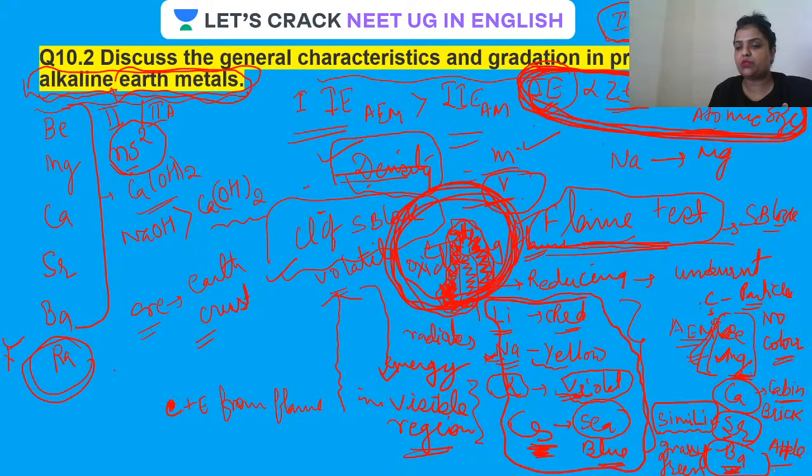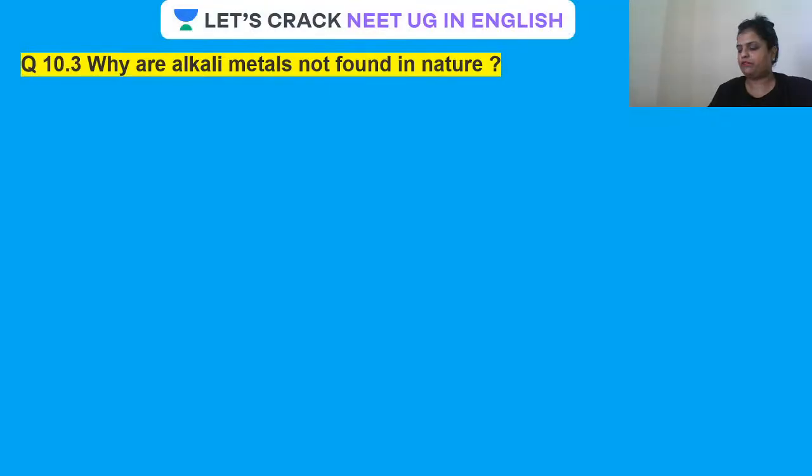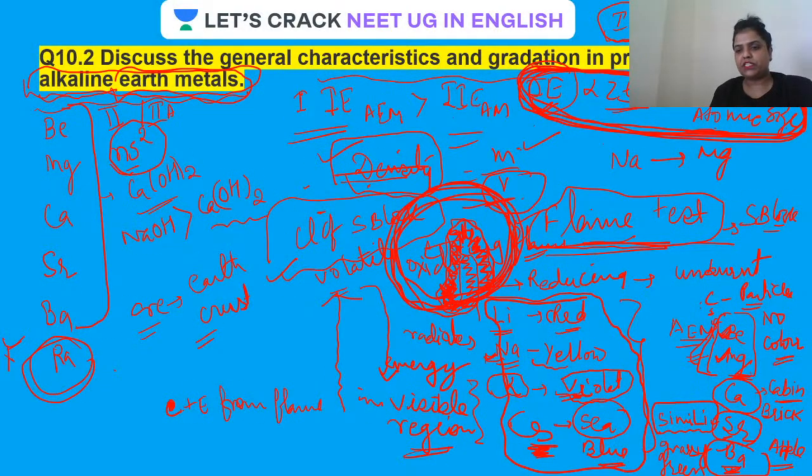So I'm repeating this once again. Beryllium and magnesium won't give you any color to the flame, guys, because energy is not given by the flame in order to ionize them. Their ionization energy is not provided by the flame. I'm repeating, ionization energy is not provided by the flame.